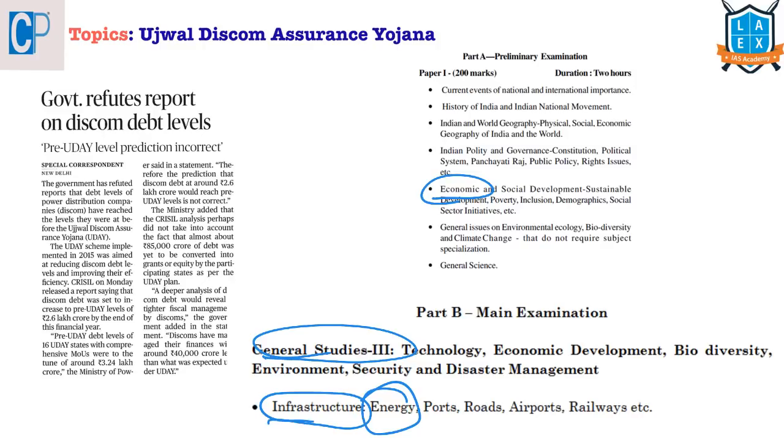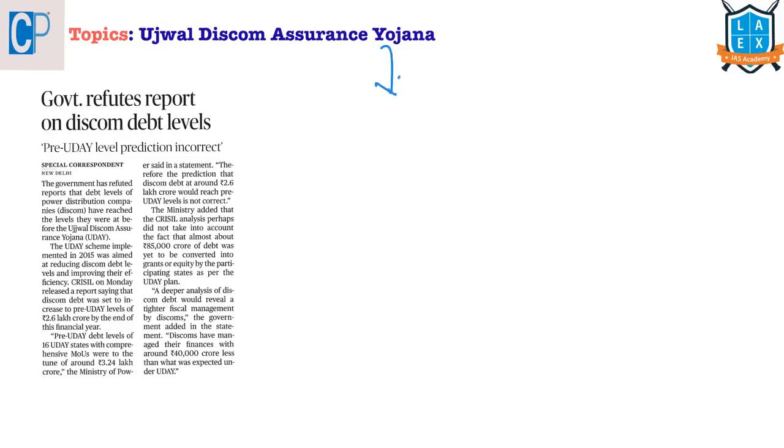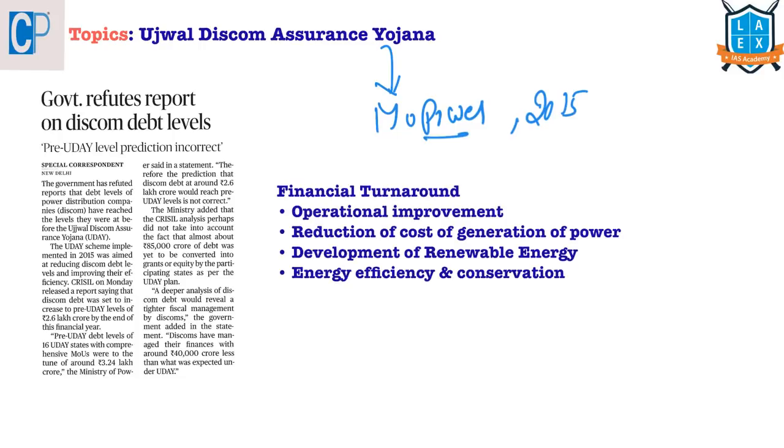So from the prelims point of view, we should know about the scheme that is mentioned in this article, Ujjwal Discom Assurance Yojana. The administering ministry of this scheme is the Ministry of Power, and this scheme was launched in 2015 with the objectives of financial turnaround, operational improvement, reduction of cost of power generation, development of renewable energy, energy efficiency and conservation. These are all the objectives of this program.